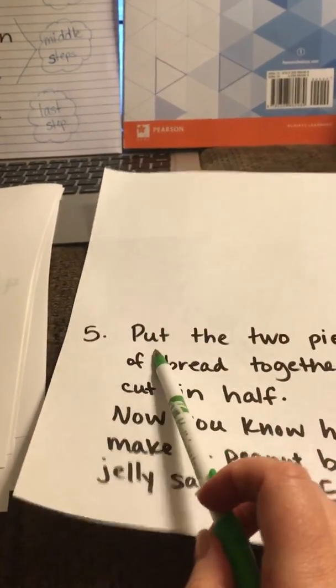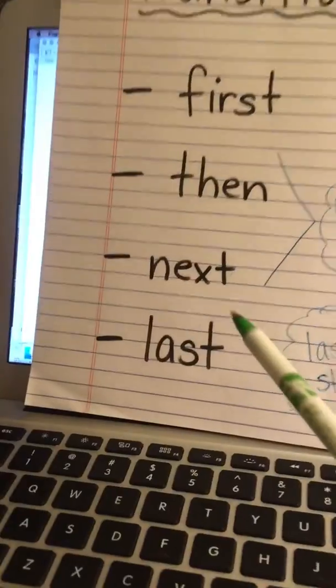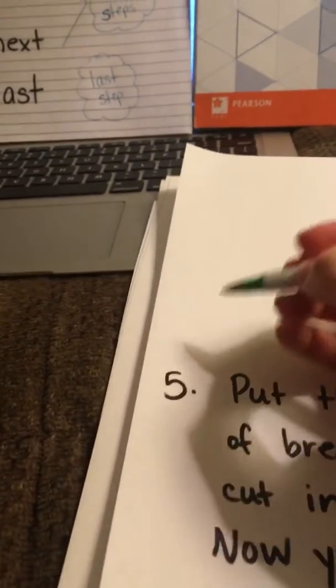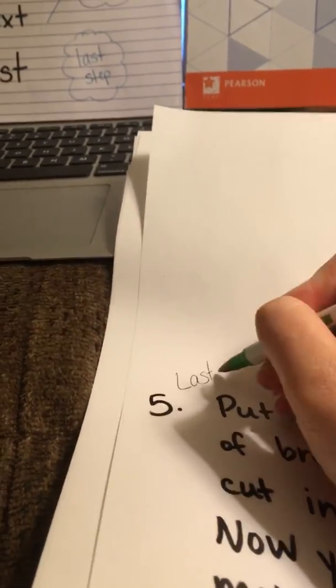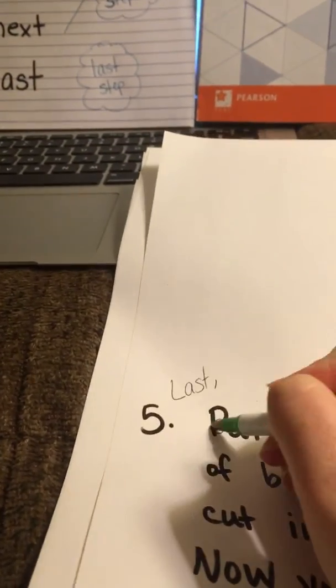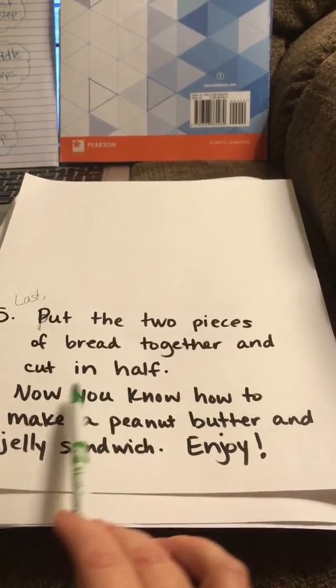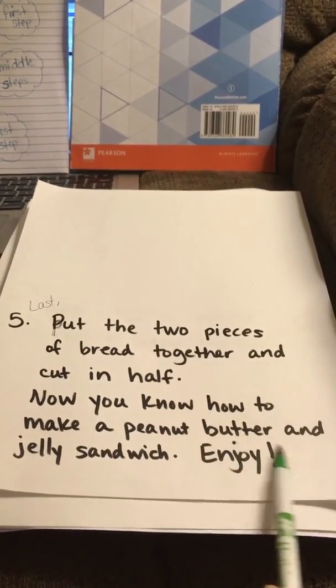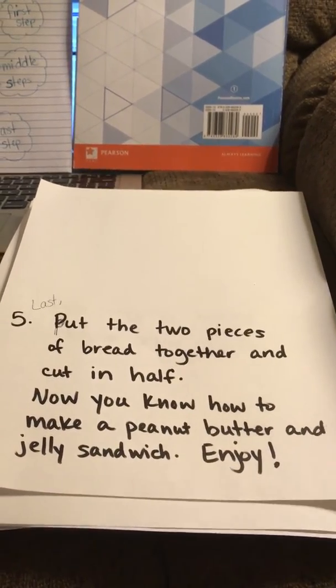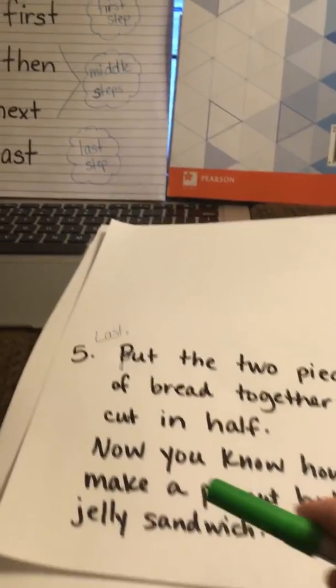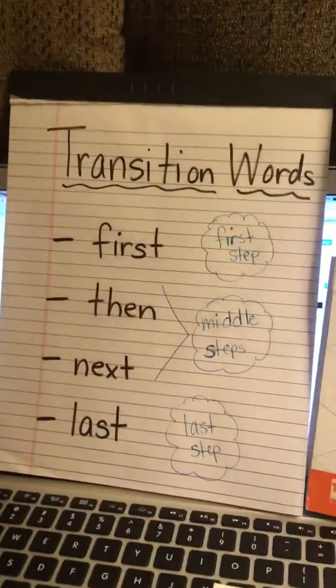Now this is my last step. So for the last step, I'm going to use the word last. Last, I'm going to put a lowercase p. Last, put the 2 pieces of bread together and cut in half. Now you know how to make a peanut butter and jelly sandwich. Enjoy.